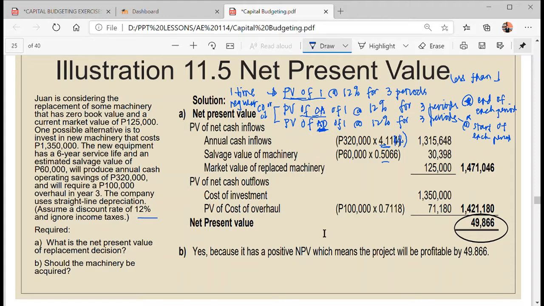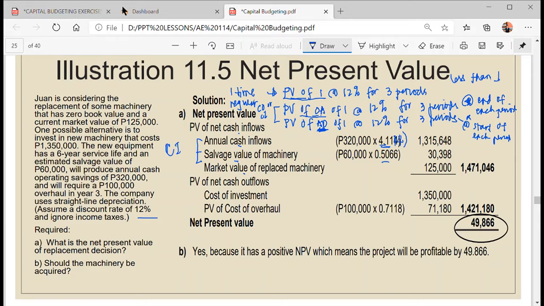Okay, so let's apply it to the problem. Again, the formula for the net present value is the present value of the cash inflows and the present value of the cash outflows. So how do we get the present value? First, the same as the cost of investment, we will use the cash inflows: cash inflows, then salvage value, and then the market value of the replaced machinery.